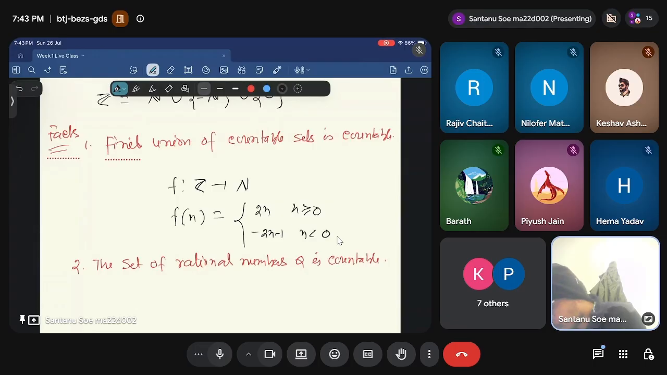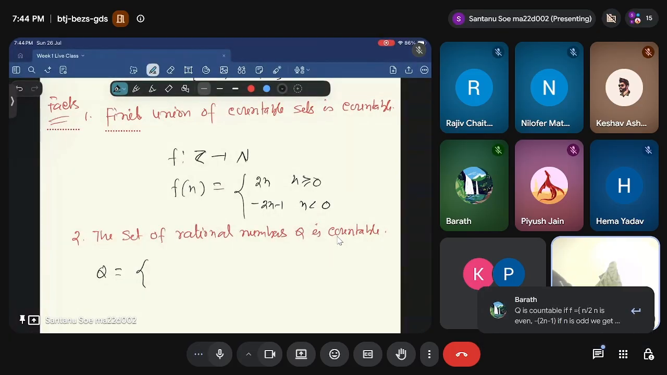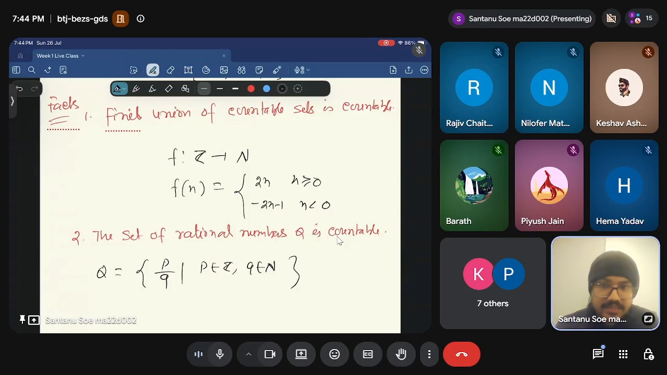If you write Q, it can be written as a ratio of integers, except 0 in the denominator. If you just remove 0 from the denominator, then you can write Q as a ratio of integers, correct? That is how rational numbers are created. So Q can be written as p over q, where p is in the integers and q is in the set of natural numbers, and of course it is written in reduced form. Reduced form means GCD of p comma q is 1, correct? This is how the set of rational numbers is written.